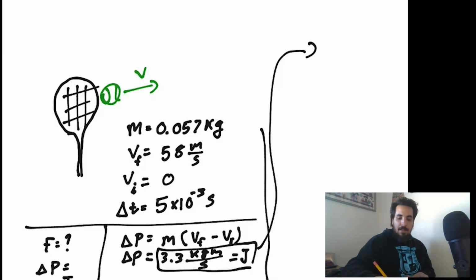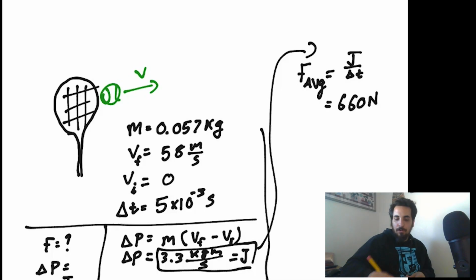With that in hand, we can then say that our force on average, as the tennis racket hits the tennis ball, is going to be the impulse divided by the time of impact, and that's going to give you about 660 newtons of force. So quite a bit of force here, and a tennis player does hit a tennis ball with a lot of force.